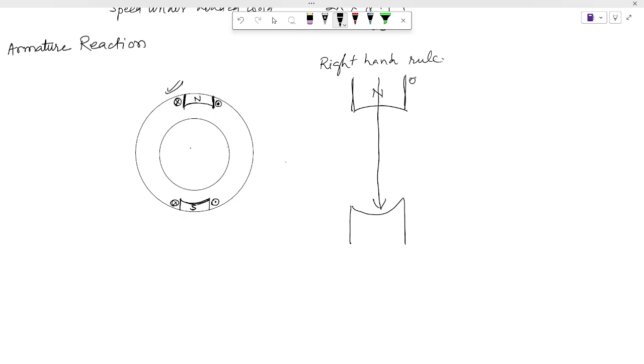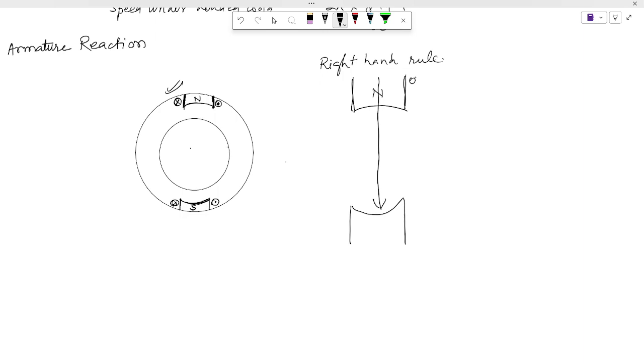This is my right hand, and my thumb points towards the direction of current, and my fingers curl towards the magnetic field, or vice versa is also possible. The fingers will point towards the current, and the thumb will point towards the magnetic field. So let's say this is the direction of magnetic field. I have shown the direction of magnetic field as top to bottom.